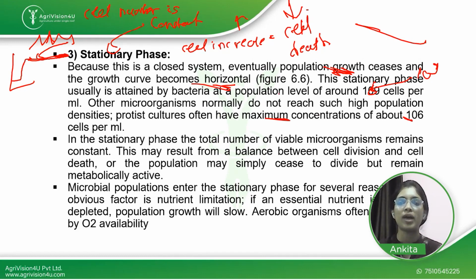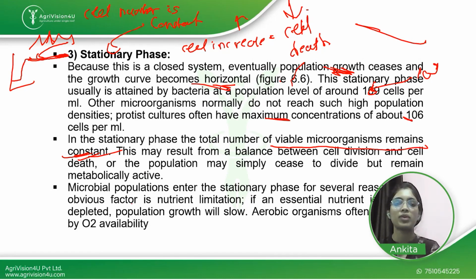Now, in the stationary phase, the total number of viable microorganisms remains constant. This is what you have to remember. Total number of viable microorganisms remains constant. As I said, your total cell number is going to remain constant. As two cells are increasing, two cells are dying; three new cells are forming, three cells are dying. So this is how your cell number is going to be constant.